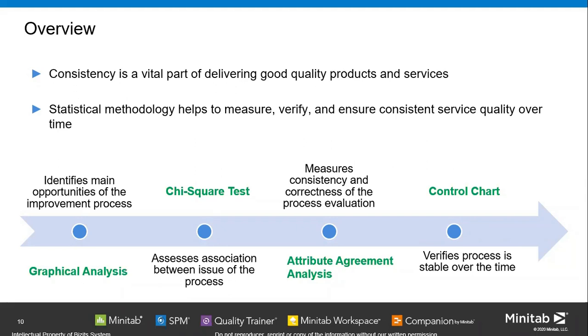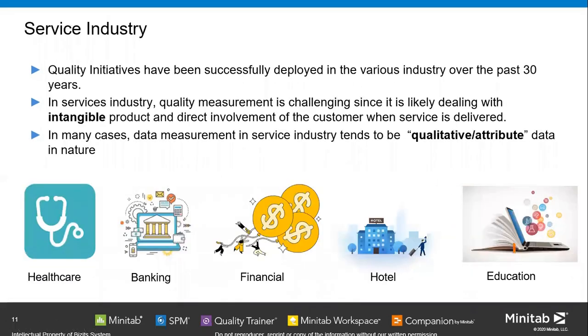So during this webinar, we want to explore graphical analysis, where we want to identify the main opportunity for process improvement. And then after we know that, we want to assess the association between each variable. After that, we want to measure the consistency and correctness. And then we can go for verification of our process using control charts. So in one hour, we can cover all these topics. Okay, so quality initiatives have been successfully deployed in various industries over the past 30 years.